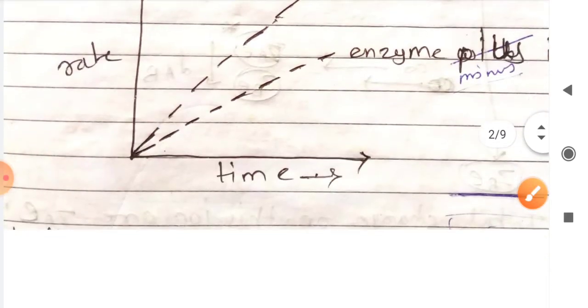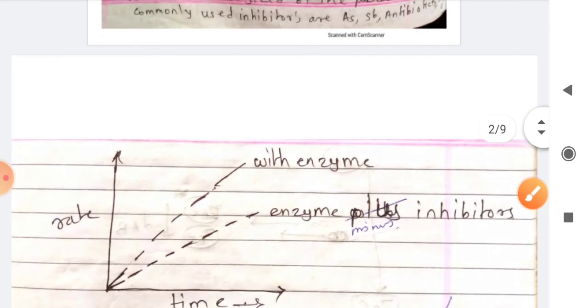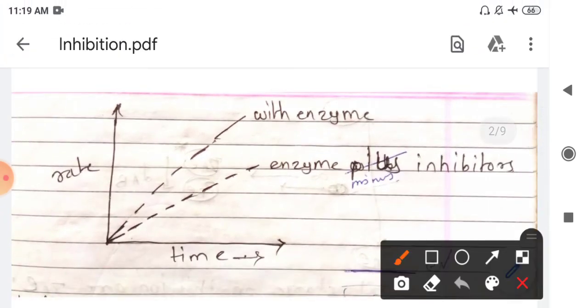Graphically we can say that the rate of reaction with enzyme is like this, and with enzyme plus inhibitor it gives this type of rate. So it should be plus only.